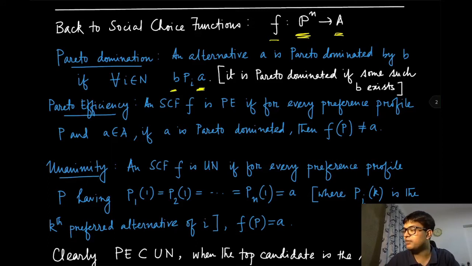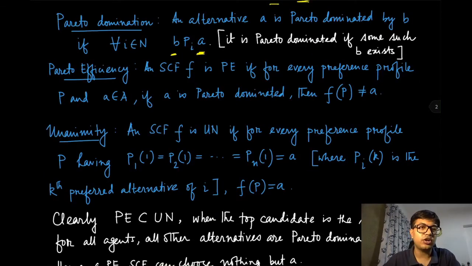So B is strictly preferred to A by all the agents. Now we talk about Pareto efficiency for a social choice function. We call a social choice function Pareto efficient if, for every preference profile where you have a dominated alternative, that social choice function will never output that dominated alternative as an outcome. So in every preference profile, let's say A is Pareto dominated, then f of P can never be equal to A. Which is quite natural.